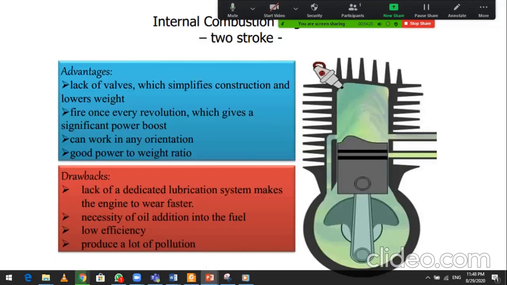टू स्ट्रोक इंजन। सो अगर आप टू स्ट्रोक इंजन यूज कर रहे हैं इस तरीके से तो उसके एडवांटेजेस एंड डिसएडवांटेजेस भी होते हैं। सो एडवांटेजेस क्या है: लेक ऑफ वेल्व्स, जो मैंने कहा इसमें वेल्व्स होती है, simplifies construction and lower weight, जब वो कंस्ट्रक्शन भी उसकी जो है ना पोर्ट्स में आ गई। Fire once every revolution, means one power per one revolution, which gives a significant power boost. Can work in any orientation, good power to weight ratio. The drawbacks: lack of dedicated lubrication system makes the engine to wear faster.